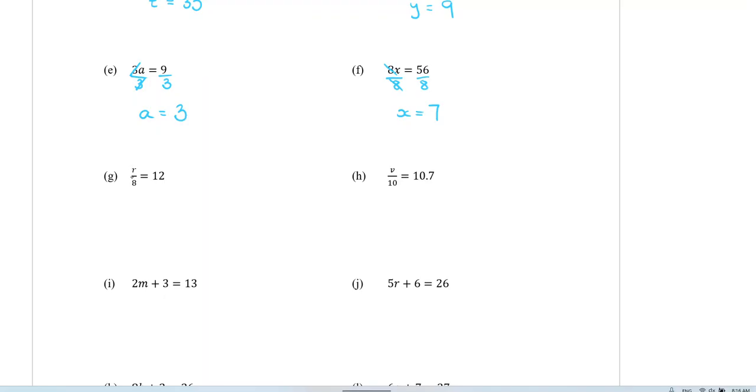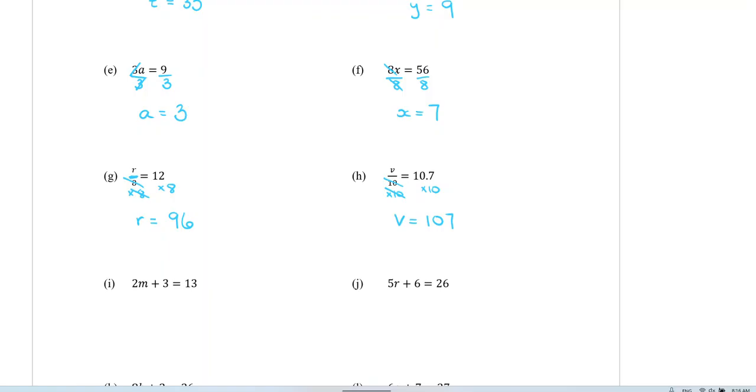In G, r over 8, the over means that we're dividing by 8, which means the opposite is to times by 8. That will get rid of the 8's on the left-hand side, and 12 times 8 is 96. H, v over 10, the opposite of that divide by 10 is to times by 10. That will get rid of the 10's on the left. V is by itself. 10.7 times 10 is 107.